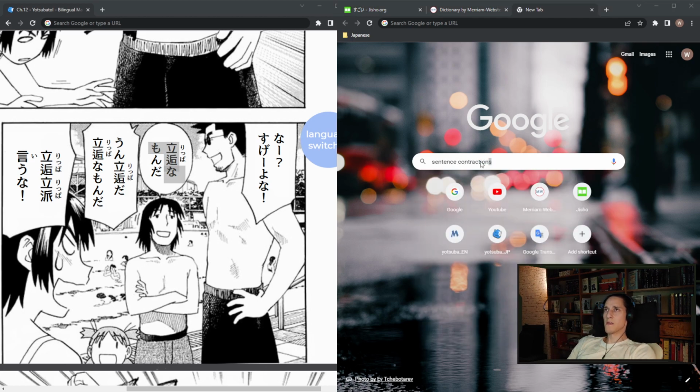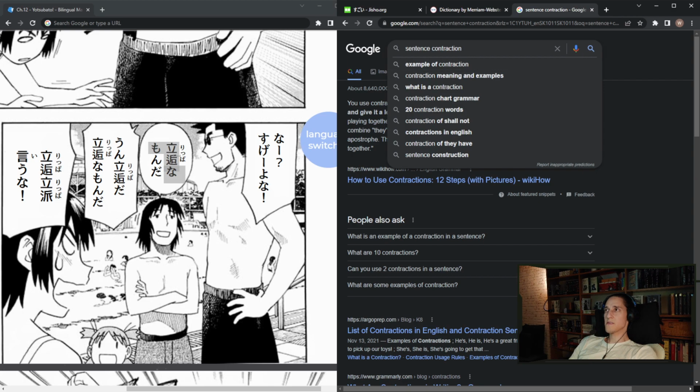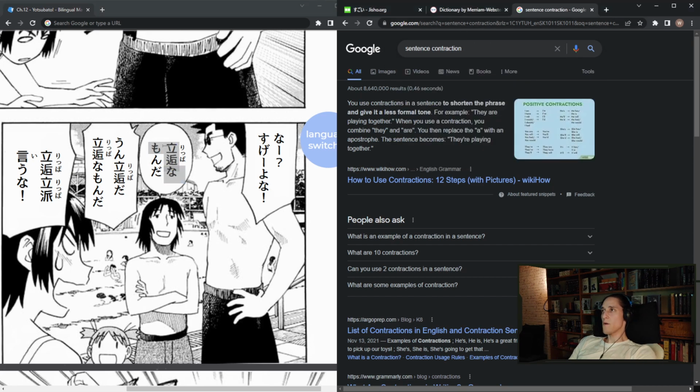What does it mean? You use contractions in a sentence to shorten the phrase and give it a less formal tone. They are playing together. It's contraction. They are there. Okay, no. Maybe it is contraction. Okay, whatever.